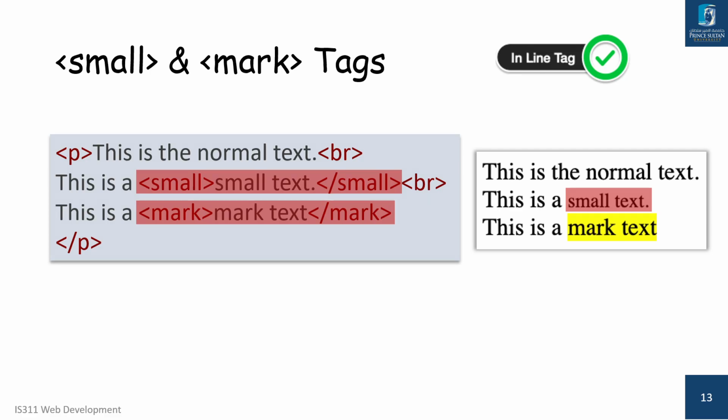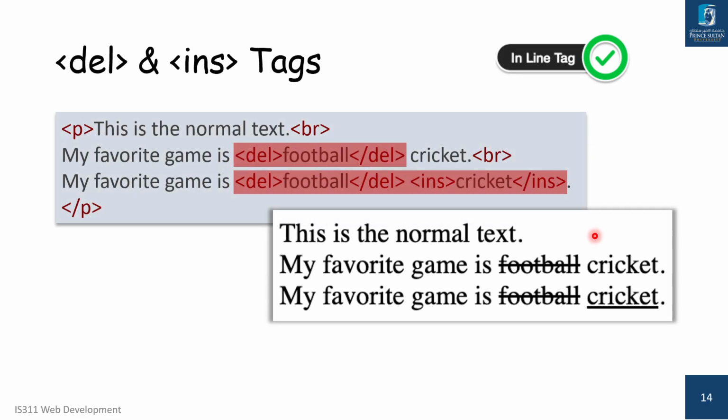Okay. So similarly, we also have the other tags like del and ins. Del means deleting something. It will strike through that text, the part that we want to delete. And ins means we want to insert something new in place of that deletion. So this is how they will give you the output: insert and delete.